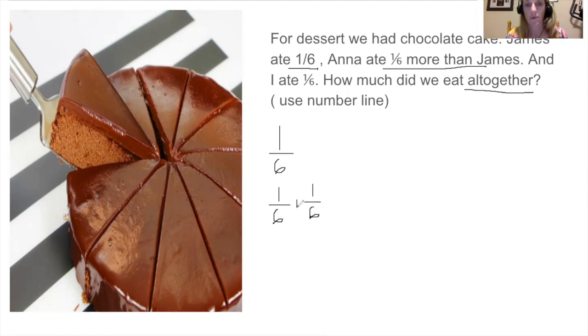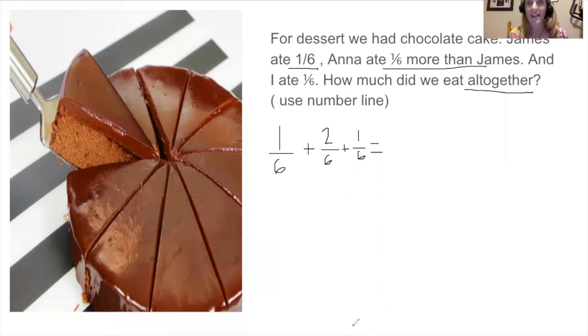And if we put those together, that means Anna ate 2/6 and I ate 1/6. So we're going to add James's 1/6, Anna's 2/6, and my 1/6. And we are going to use a number line.